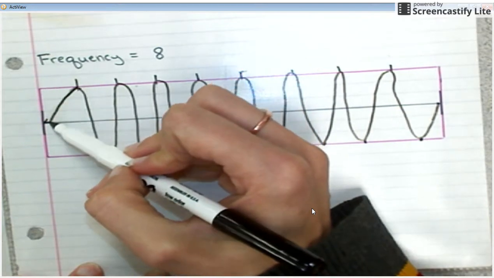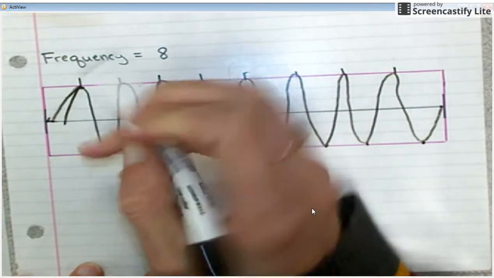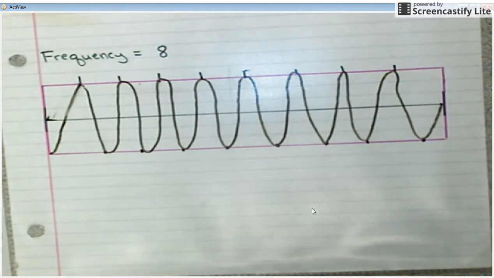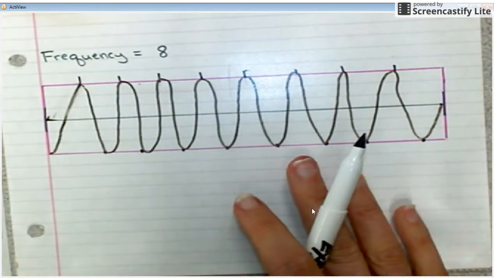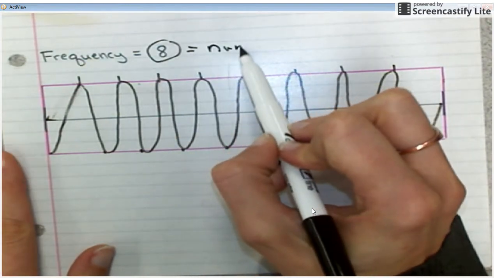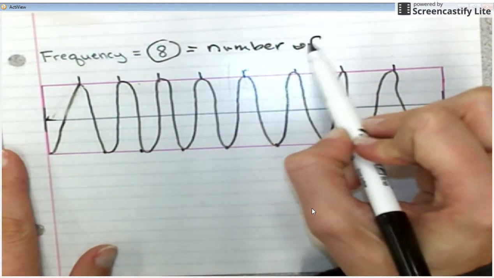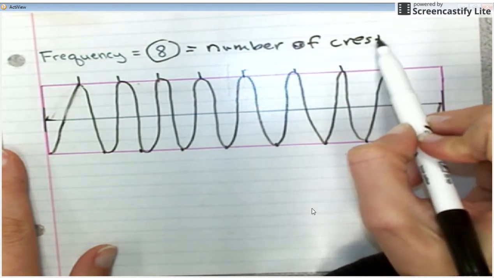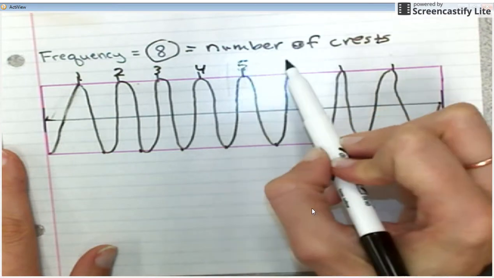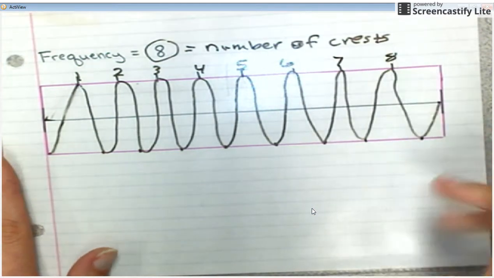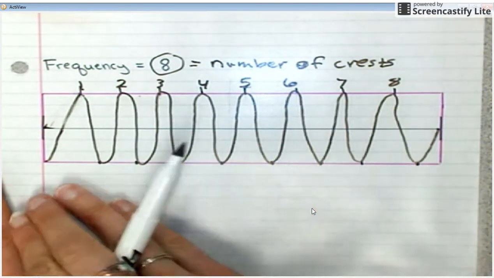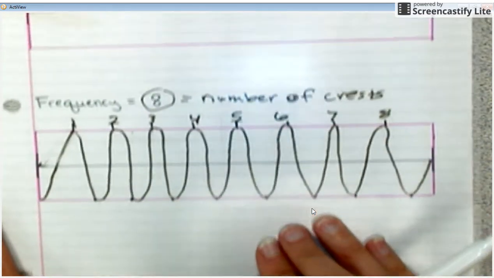I don't like where that was. Okay, so we want it all to kind of start. Okay, so it would look something like that. It's not perfect, but again, frequency equals the number of crests. Okay, so I have 1, 2, 3, 4, 5, 6, 7, 8. All right, so that's the first one. So we have our number of crests, frequency, the number of waves.